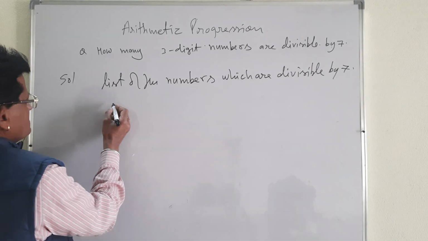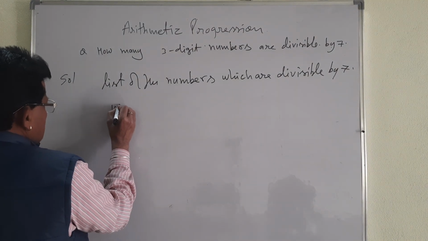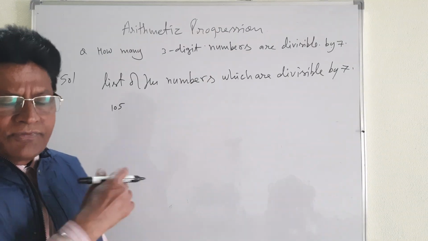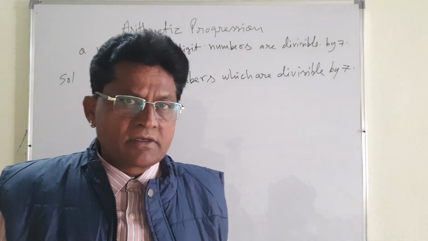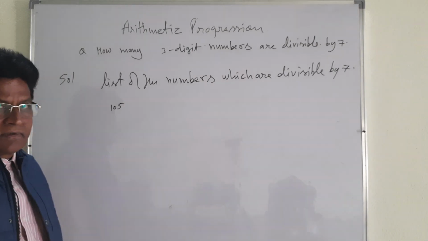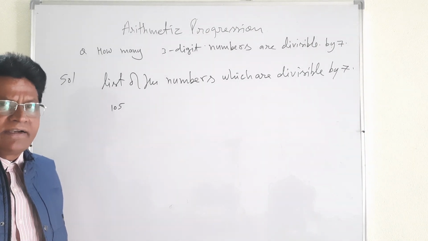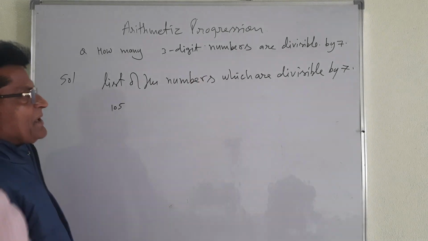See, the number should be 3 digit. 105, that is divisible by 7. You divide it, that will be divisible. Not less than 105. The smallest 3-digit number is 100. In between 100 and 105, there will not be any number which will be divisible by 7.